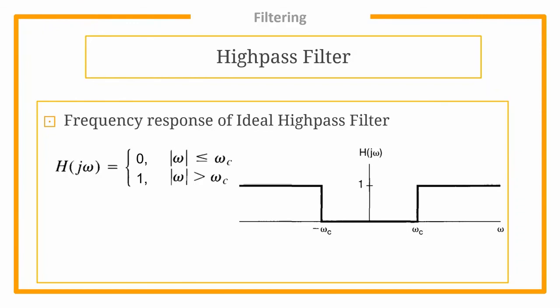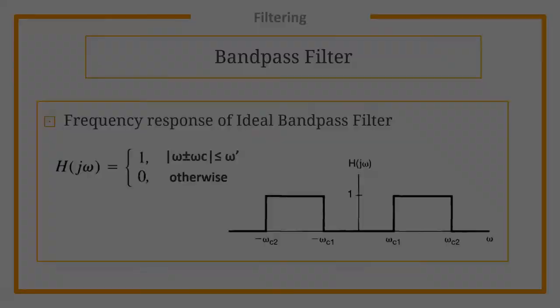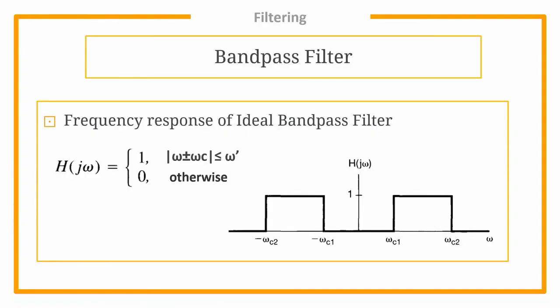It allows only the higher frequencies to pass through the system. As you can see here, the frequency response value is 0 for low frequencies and 1 for high frequencies. Thereby, higher frequencies contribute more to the frequency response. A bandpass filter allows only a group of frequencies to pass through the system, hence contributing to the frequency response. Here you can see the frequency response has a value of 1 for a group of frequencies and 0 otherwise.